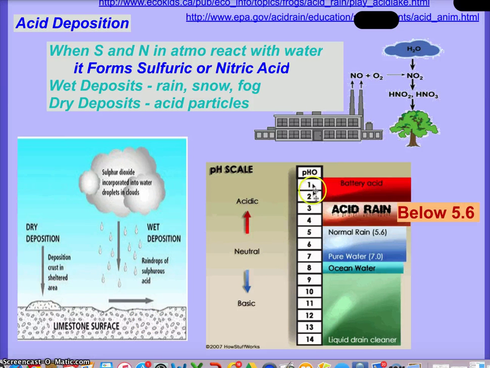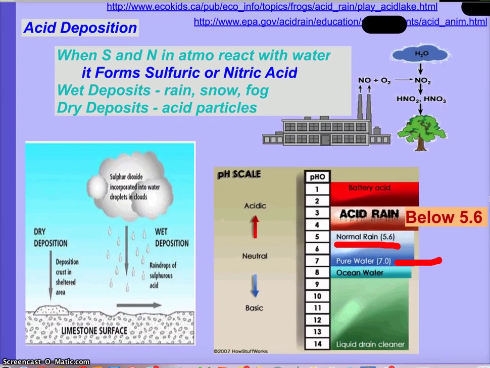And then here's a pH scale. On the AP exam, you would have to know normal rainwater is 5.6. Pure water is 7.0. Above that is what they consider the normal pH for ocean water. And anything below 5.6 is considered acidic fall.